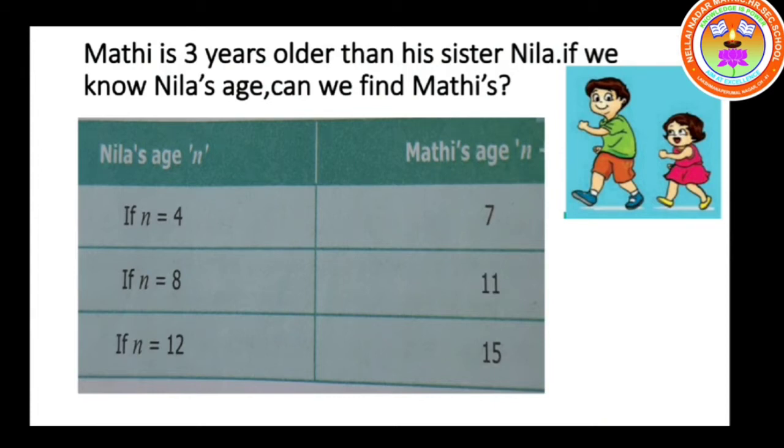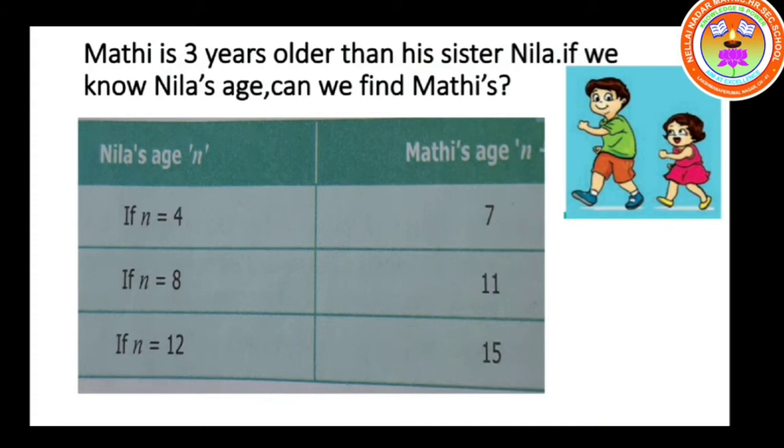But what is given in the question? Madhi is 3 years older than his sister. What is the meaning of older than? He is elder. So you can see Madhi's age is always n plus 3. We are just taking it as n. We don't know the age of Madhi. So we are adding 3 with one variable. Already I explained, one variable, n plus 3. This is using a variable.